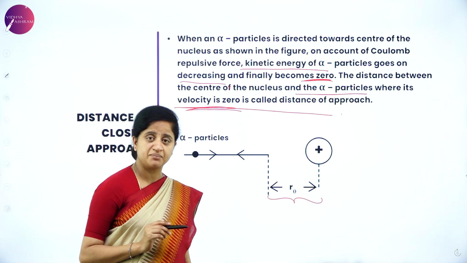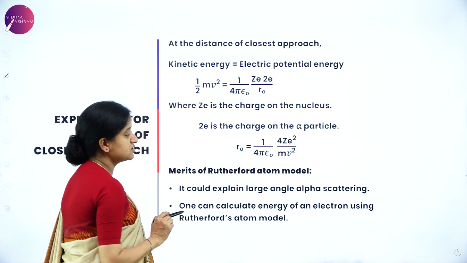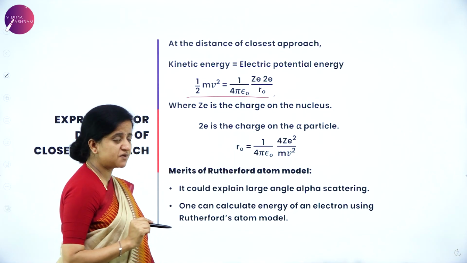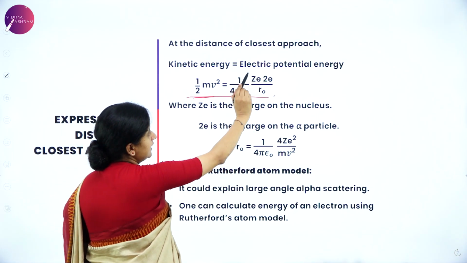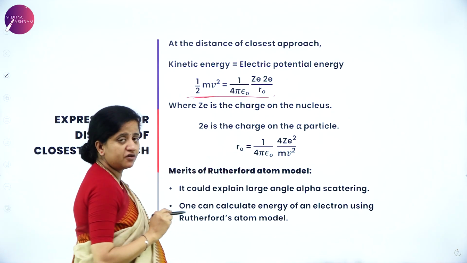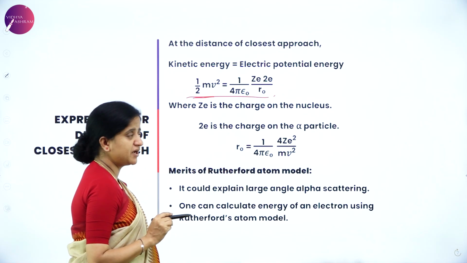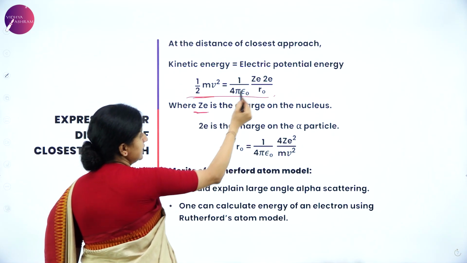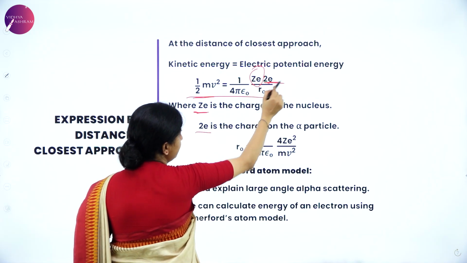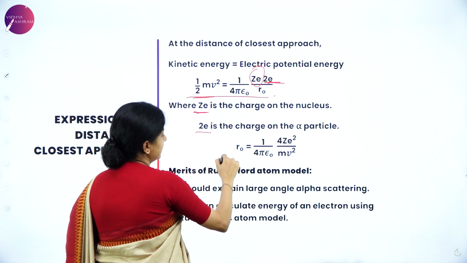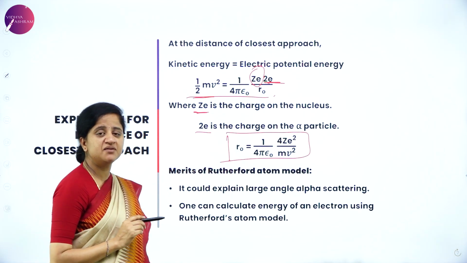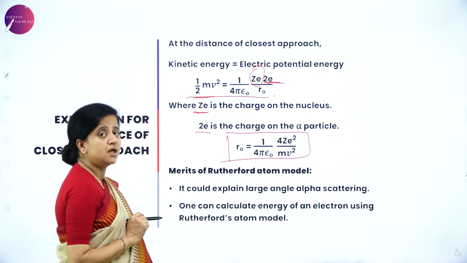So the distance between the center of the nucleus and the alpha particle where its velocity becomes 0 is called the distance of closest approach. We have an expression for it. We have the kinetic energy, that is half mv square, and the electric potential energy between the particles, that is 1 by 4 pi epsilon naught times Ze into 2e divided by r naught. Here Ze is the charge on the nucleus and 2e is the charge on the alpha particle. From this we get r naught equal to 1 by 4 pi epsilon naught times 4 Ze square divided by mv square, on rearranging the above terms.